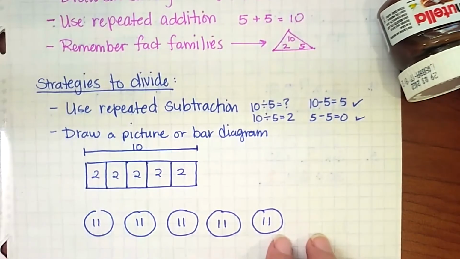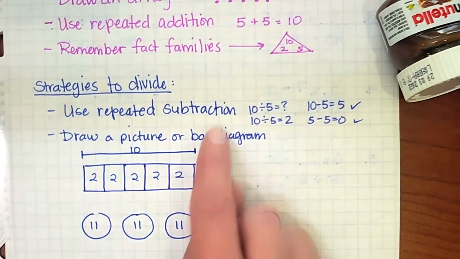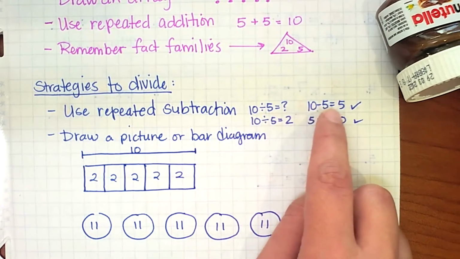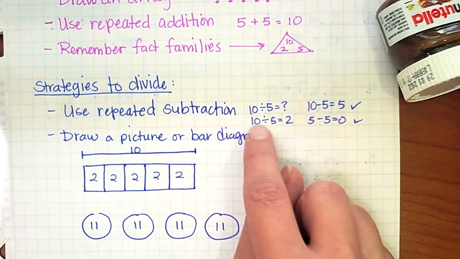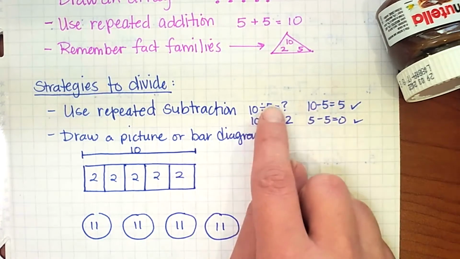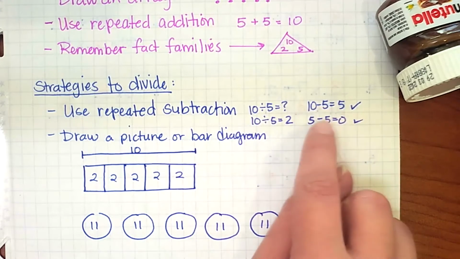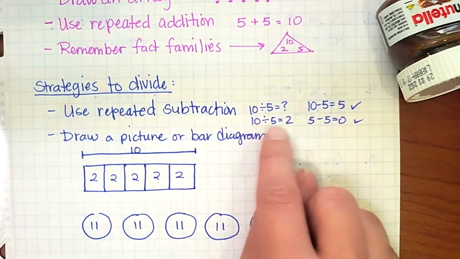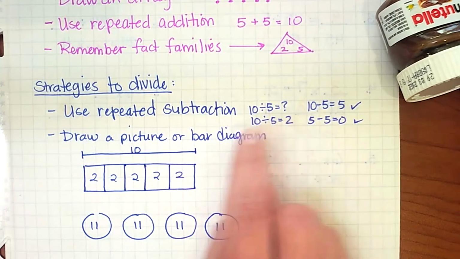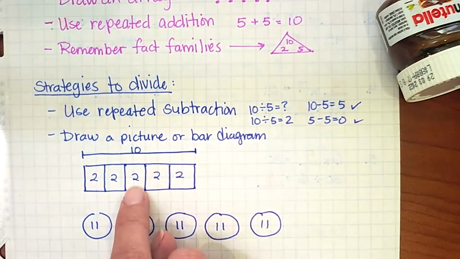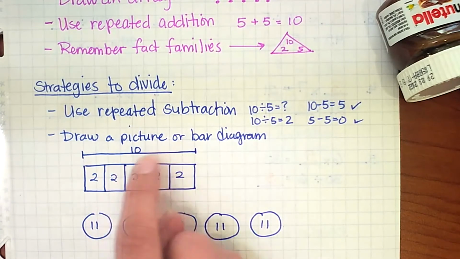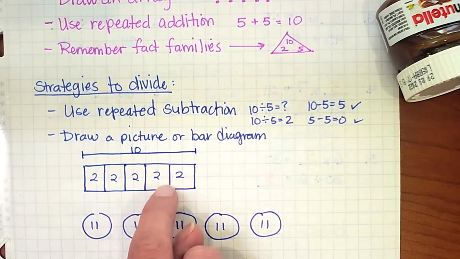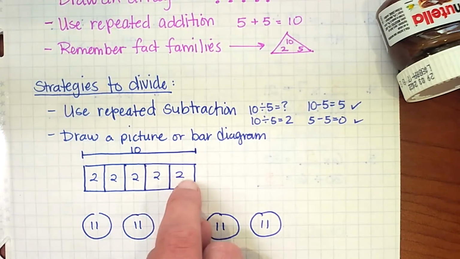Now to divide, we can use repeated subtraction. So if I need to do 10 divided by 5 equals a number, I'm going to take out equal groups of 5. So 10 minus 5 is 5, 5 minus 5 is 0. I was able to do this 2 times, so I know that 10 divided by 5 is equal to 2. Or I can draw a picture or a bar diagram. If I have a bar diagram, I have 10 as my whole number. I'm separating it into 5 equal groups.